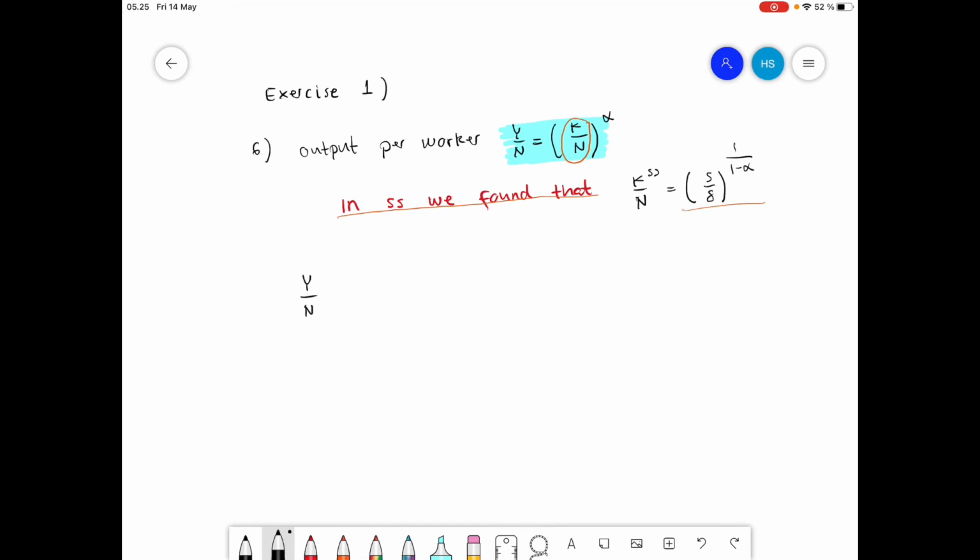So if we do so, we get that in steady state, the output per worker is equal to the savings rate over the depreciation rate to the power of 1 over 1 minus alpha, to the power of alpha. So output per worker in steady state must be equal to the savings rate over the depreciation rate to the power of alpha over 1 minus alpha.